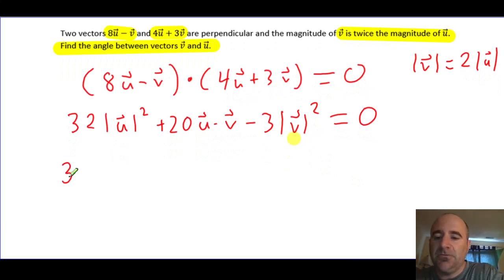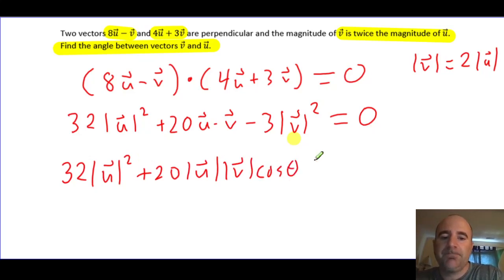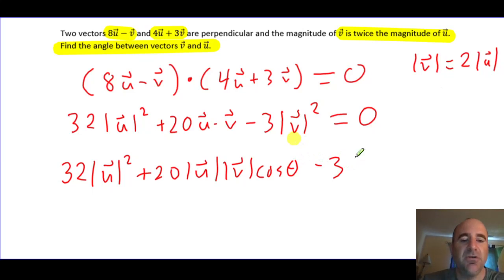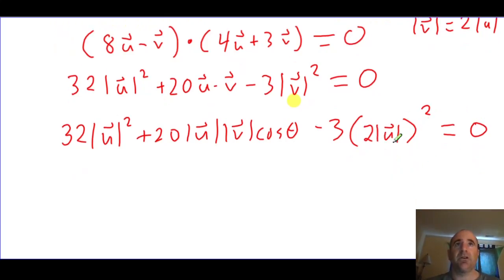So I get 32 times the magnitude of u squared plus 20 times the magnitude of u times the magnitude of v times the cosine of the angle. Subtract 3 times, okay, if I replace v with 2u, technically I'm squaring that, so I've got to be careful to include that idea. And it is 2 times the magnitude of u, just like that. So it's important that we square the 2 as well. We square that, so let's just look at that.